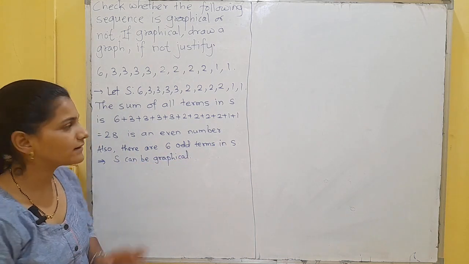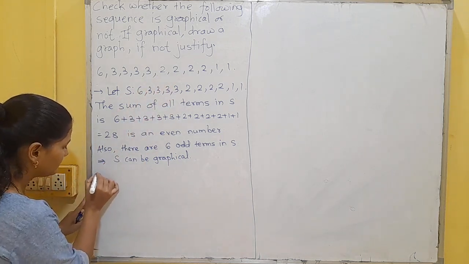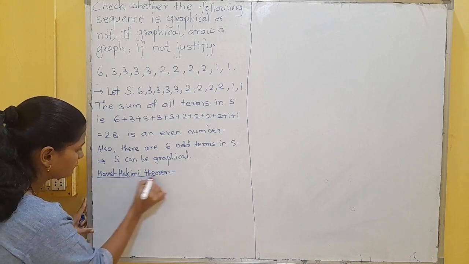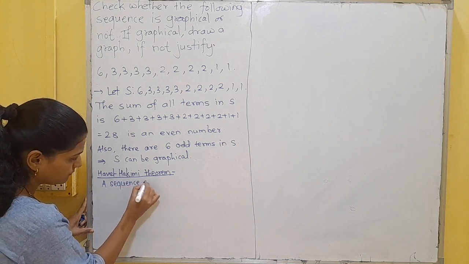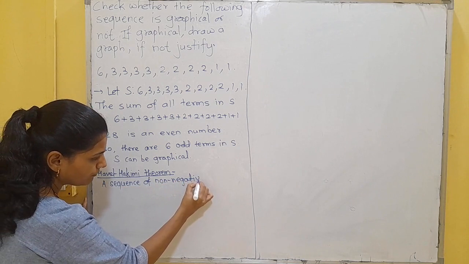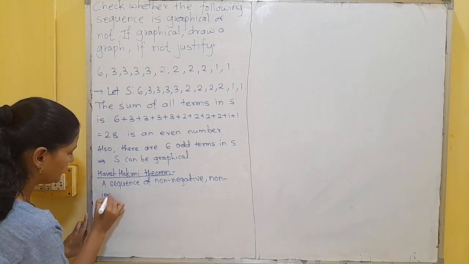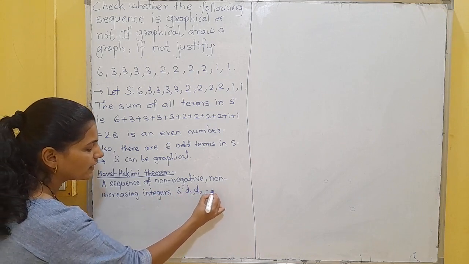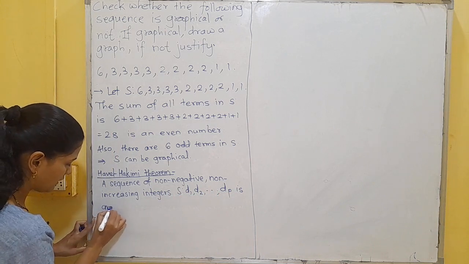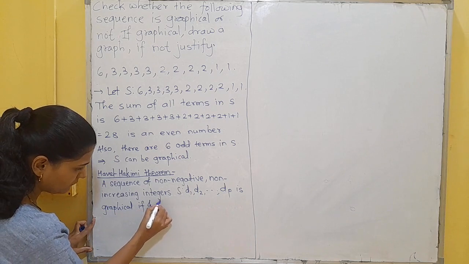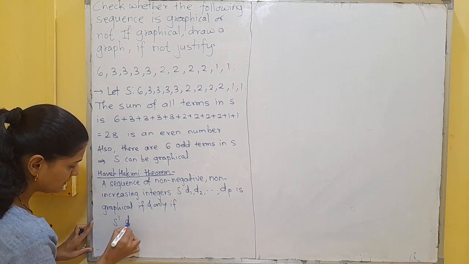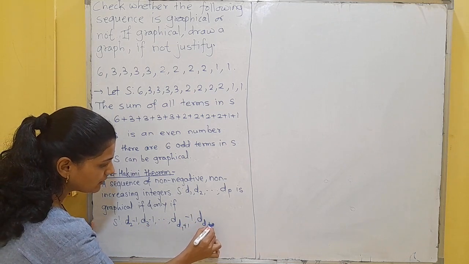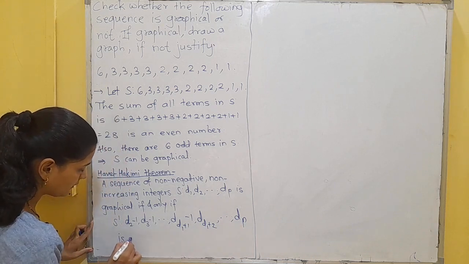Now the next step is to apply the Havel-Hakimi theorem to the given degree sequence S. The Havel-Hakimi theorem: a sequence of non-negative, non-increasing integers S, d1, d2 and so on up to dp, is graphical if and only if S dash, that is d2 minus 1, d3 minus 1 and so on up to d1 plus 1 minus 1, d1 plus 2 and so on up to dp, is graphical.